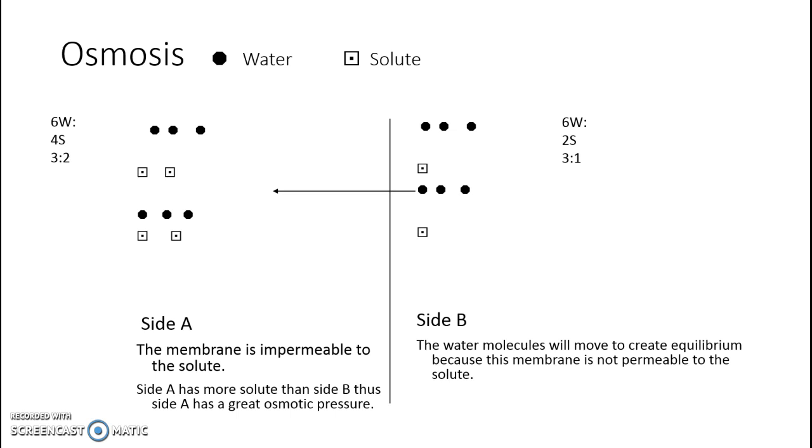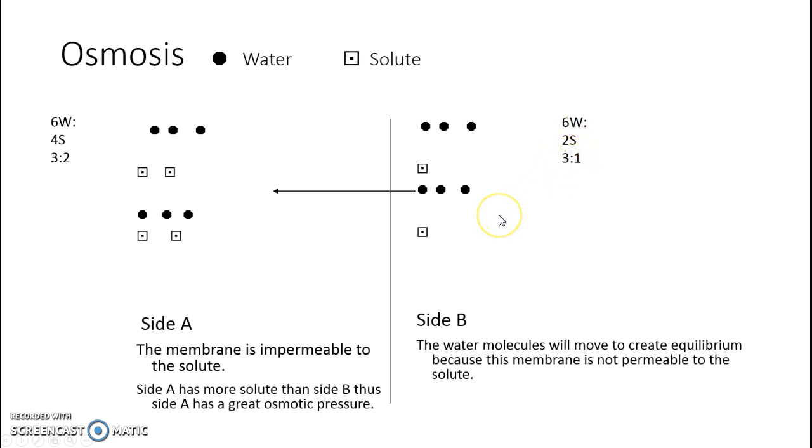So osmosis is when water moves. It is a membrane that isn't permeable to molecules, so only water is moving. So it is impermeable to the solute, which is the molecule. It is only permeable to the water moving. So what happens is, if you look on this screen, the ratio is 6 waters to 4 solutes, which is a 3-to-2 on this side, side A. And on side B, it's 6 waters to 2 solutes, which is a 3-to-1.